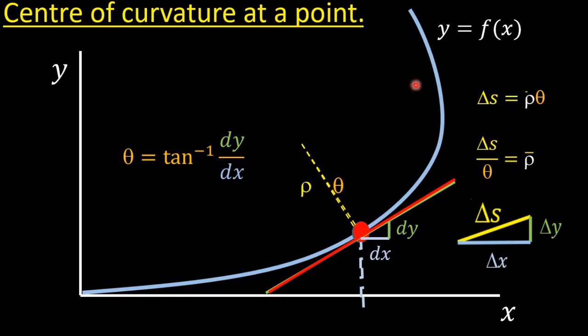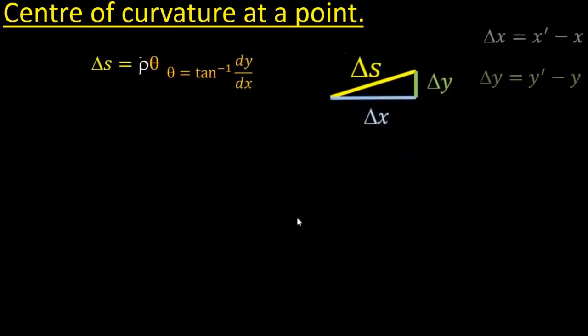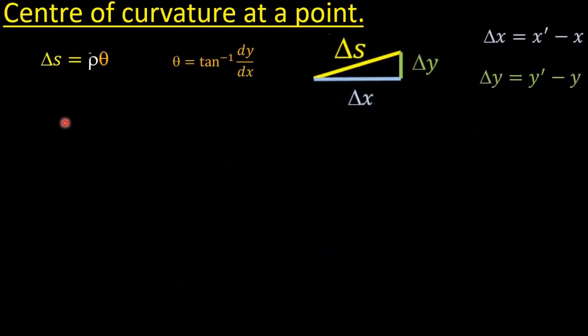Now if I take all of this, I can use this to find my radius of curvature at a point. Again, this is the average radius of curvature, so let me draw that in again. And then what I can do is rearrange this equation for the average radius of curvature.